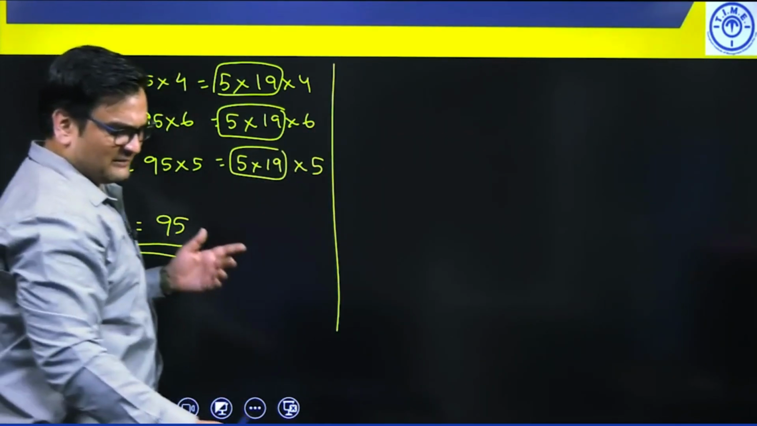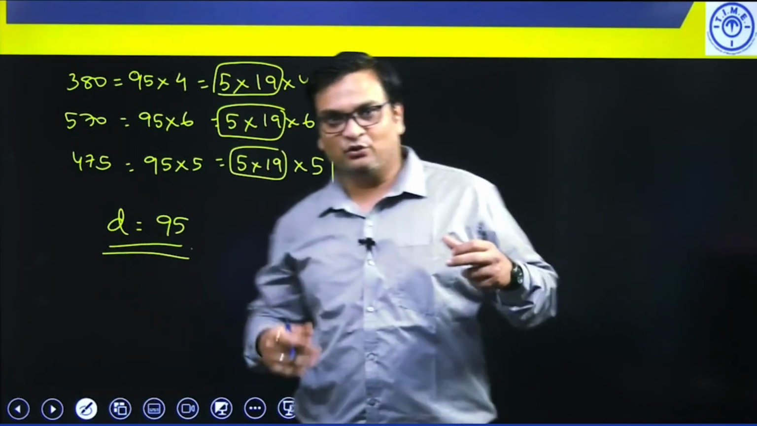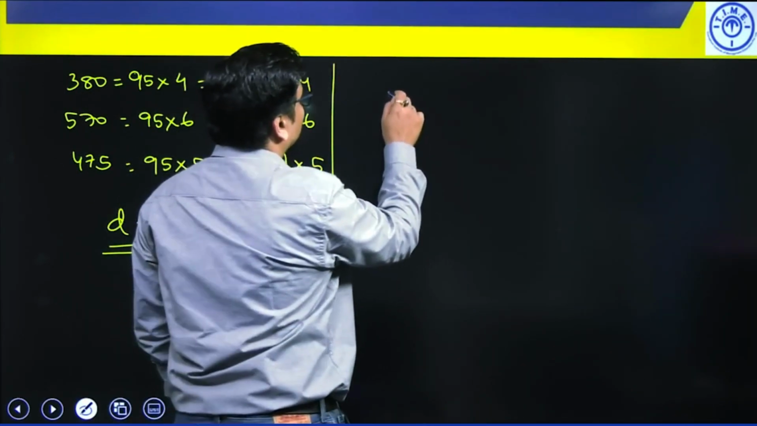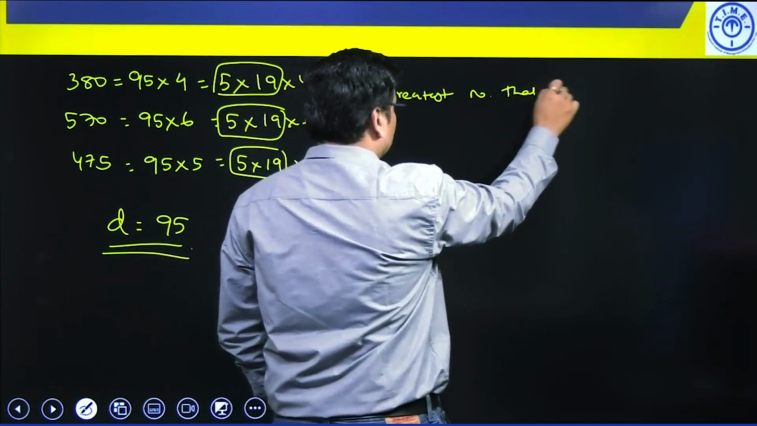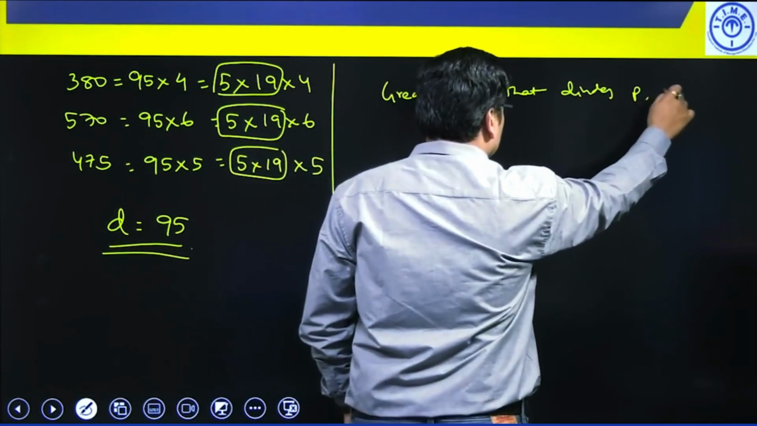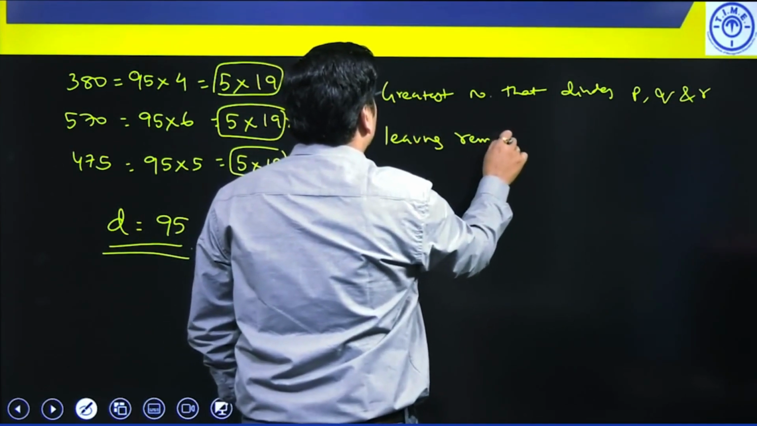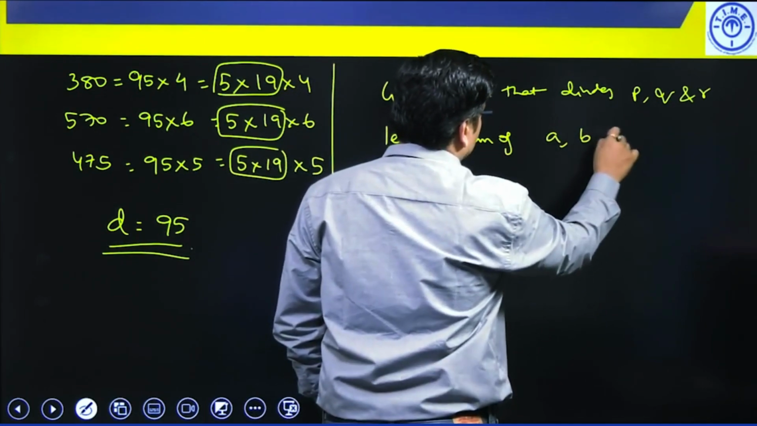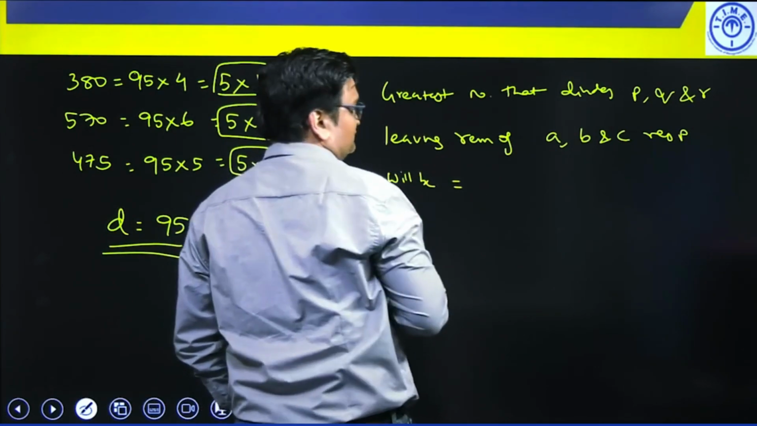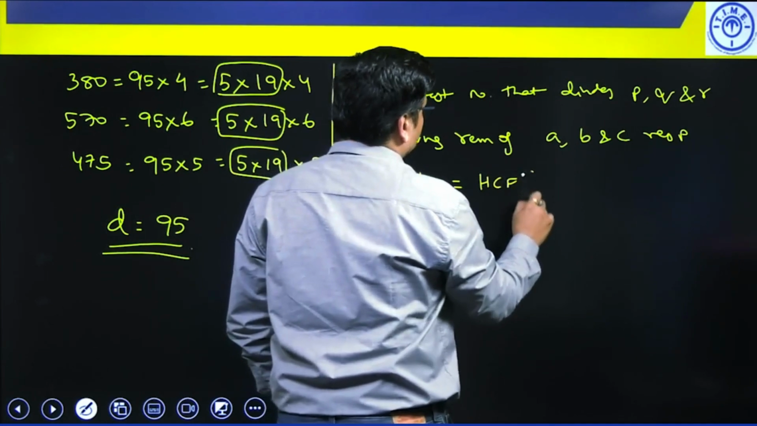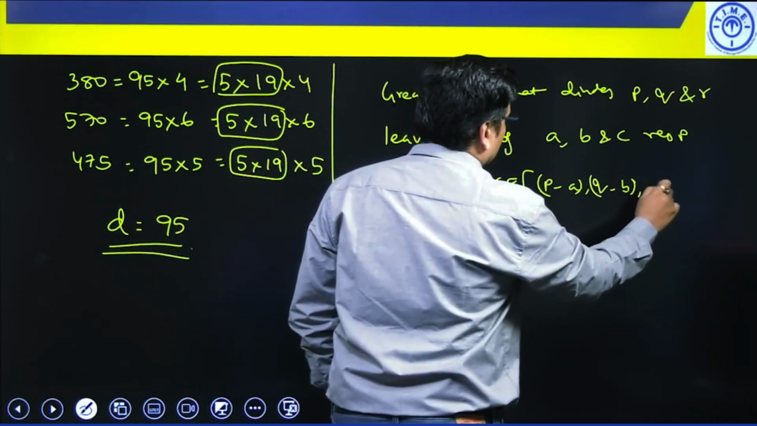This is by the regular process without using any formula as such. But there is a formula that we can actually make note of. So I'll just write down the statement here. The greatest number that divides P, Q and R, leaving remainders of A, B and C respectively, will be equal to HCF of P minus A, Q minus B, R minus C.